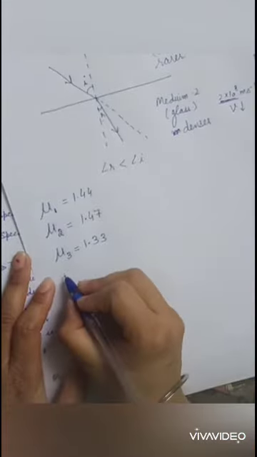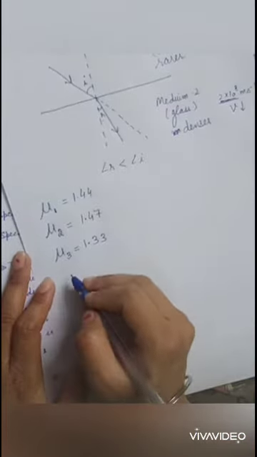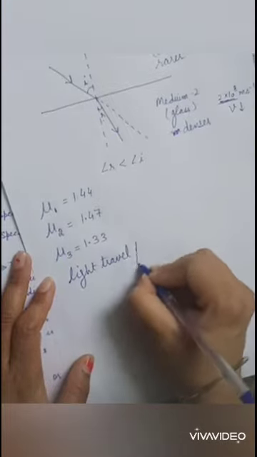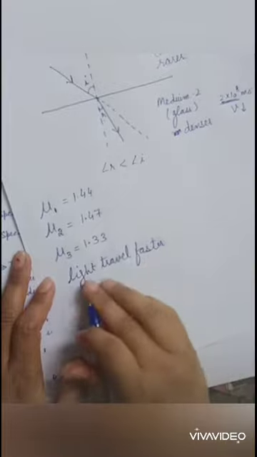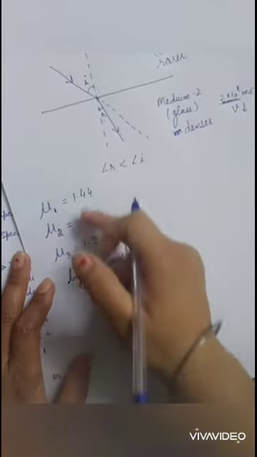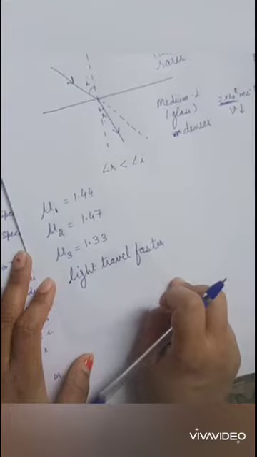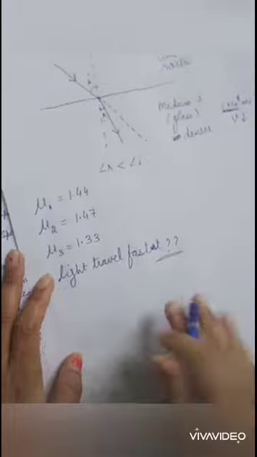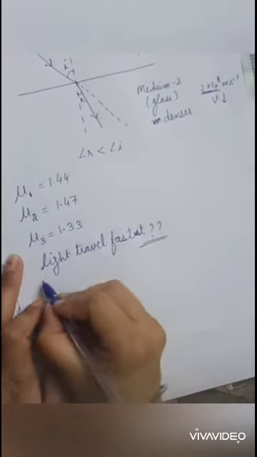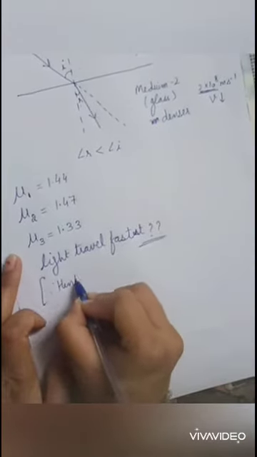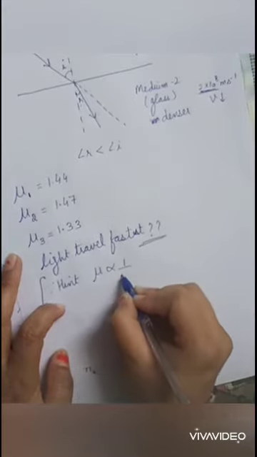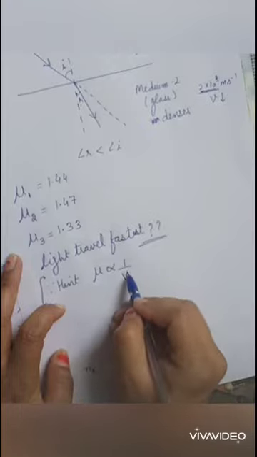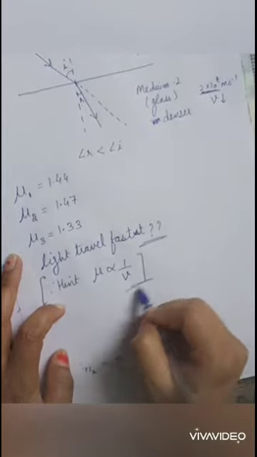You have to tell me in which of these mediums or materials does light travel fastest? Okay, this is your question. You have to do it on your own. Just remember, I'm giving you a hint here. Refractive index of a medium is inversely proportional to speed of light in that medium.